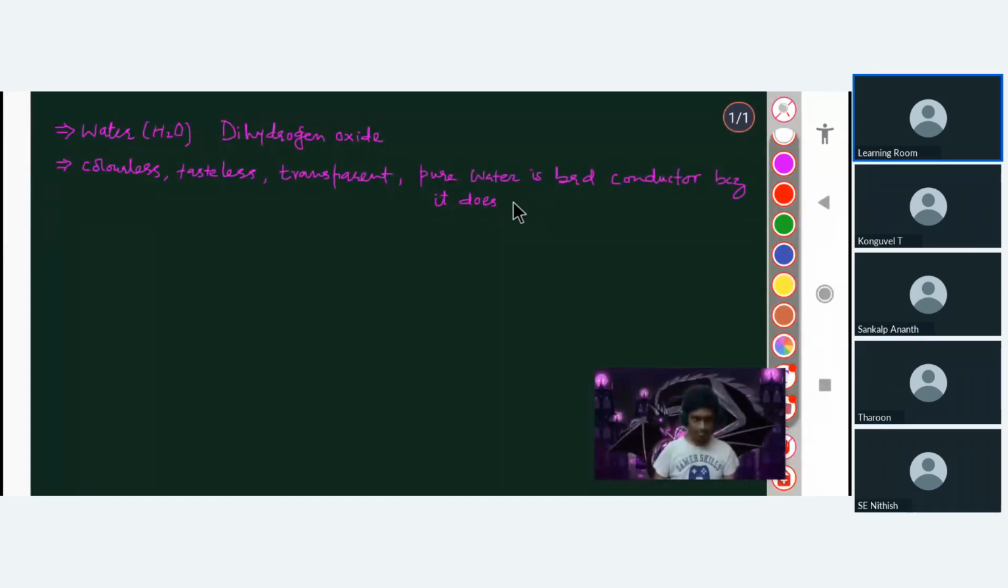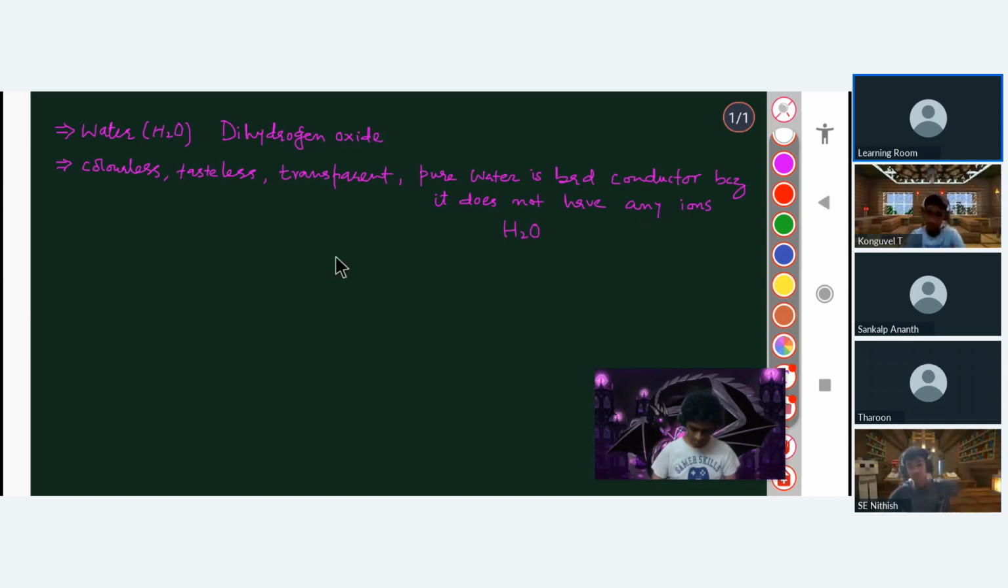It doesn't have any ion, because conductivity is because of ions or because of electrons. Since there is no ion and similarly no electron, we are just having the water molecule there, that is the H2O molecule. And can you tell me what is the shape of this water molecule?